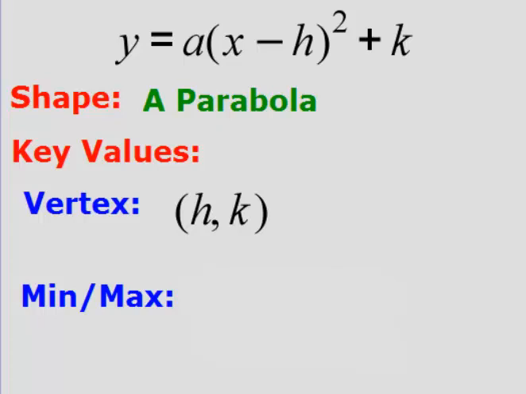So H is going to always flip its sign. What about K? Is K positive or negative in the equation? The point is it's positive, so it always keeps its sign. Everybody okay with that? Yes or no? H always flips its sign. So if it's a negative in the equation, it'll become a positive in the vertex. If it's a positive in the equation, it'll become a negative in the vertex. And K always stays the same.